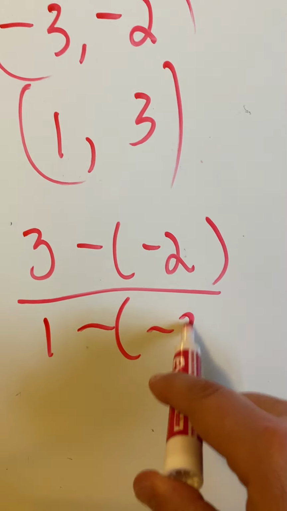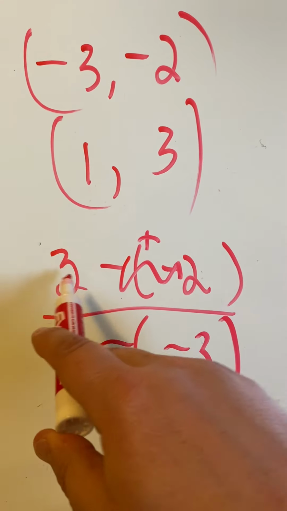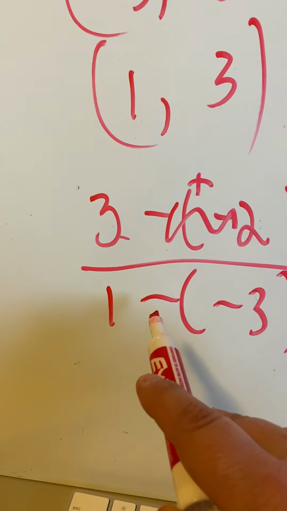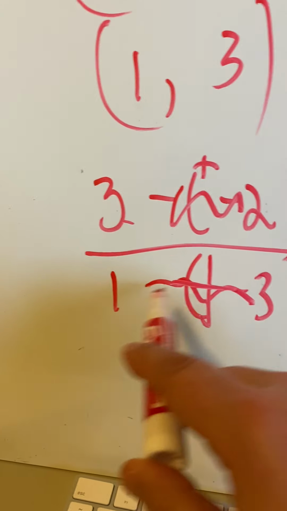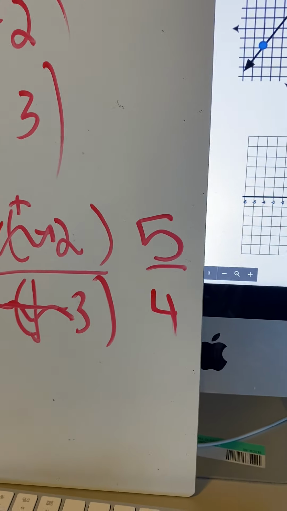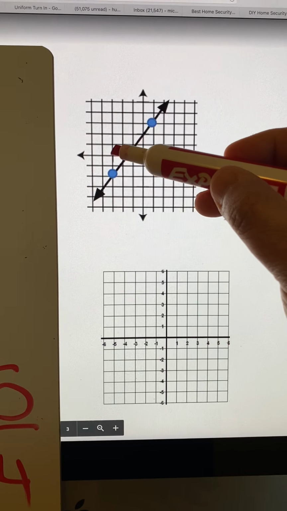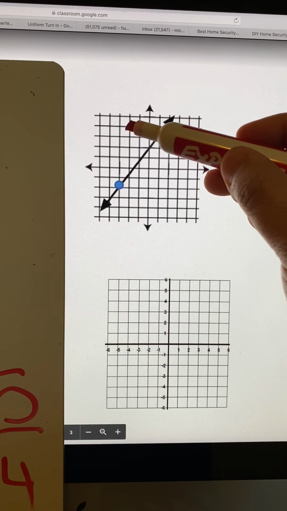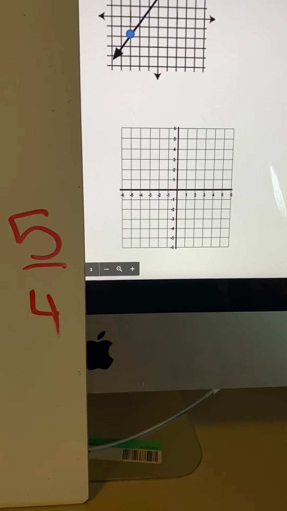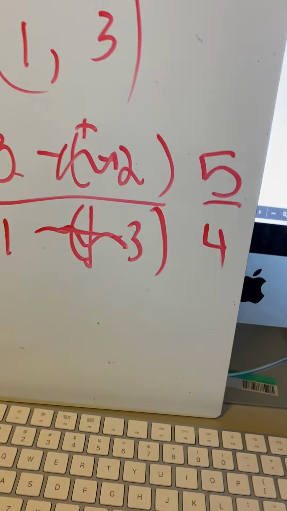1 minus a -3. Oh, a double negative turns into positive. What's 3 plus 2? 5. Oh, a double negative becomes a positive. What's 1 plus 3? 4. The slope is 5 to 4. Rise 5, run 4. Up 5. 1, 2, 3, 4, 5 over 4. 1, 2, 3, 4. And you could continue that all day and twice on Sundays and still have the same slope for this. All righty?